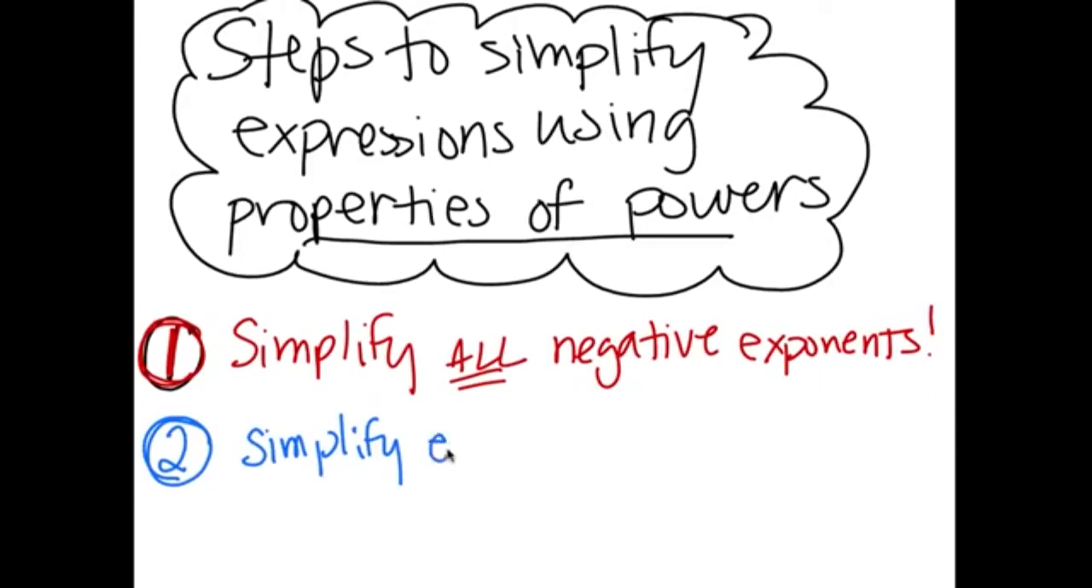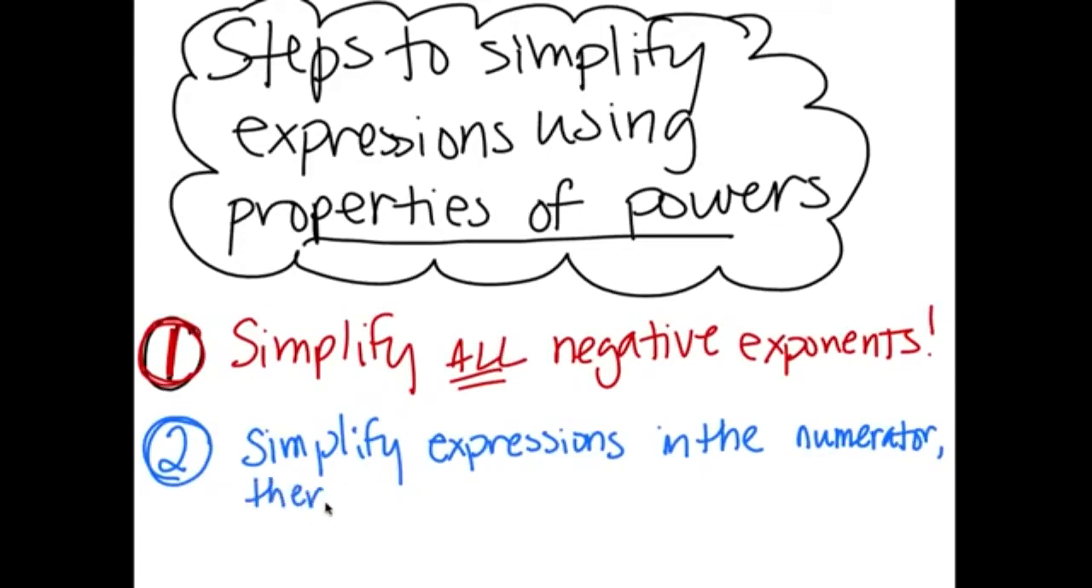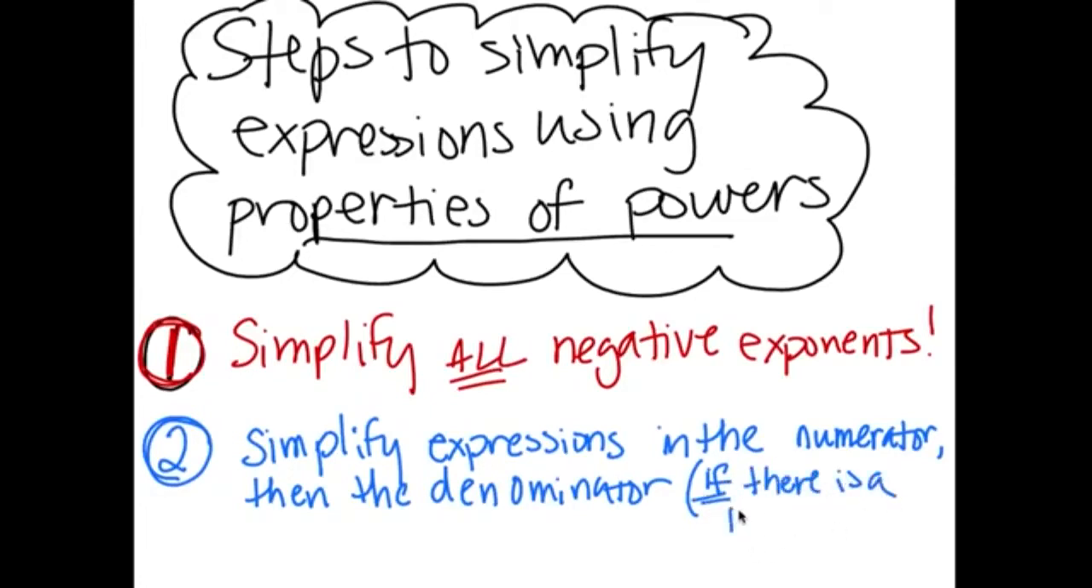Step 2, now this one applies if you have a fraction situation. So first you'll simplify the expressions in the numerator if possible, then simplify anything in the denominator if possible. So these are just some things you can run through in your expressions to help clean them up while you're simplifying. So if there's a fraction, look at the numerator, see if there's anything you can simplify, then look at the denominator and see if there's anything you can simplify.